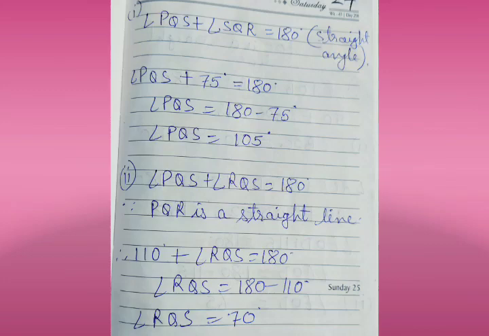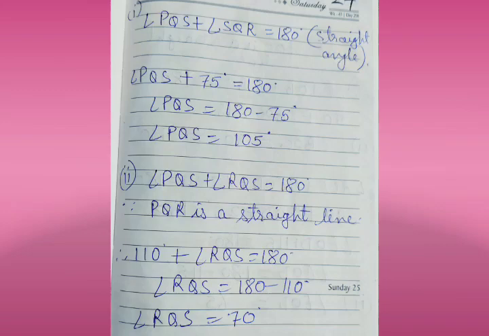Next, PQS plus RQS is equal to 180 degree. So you will, PQR is what? PQR is a straight line. So you will write 110 plus angle RQS is equal to 180 and so RQS is equal to 180 minus 110 and this is equal to 70 degree.